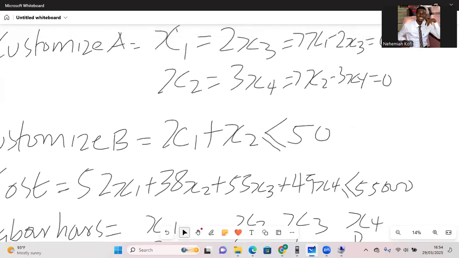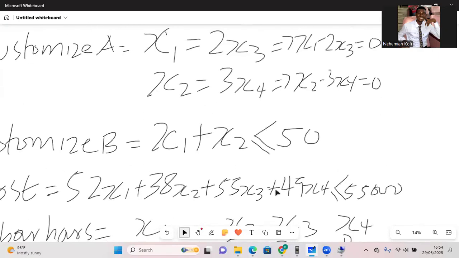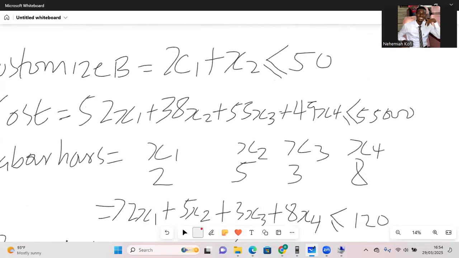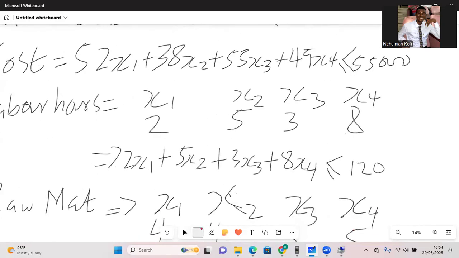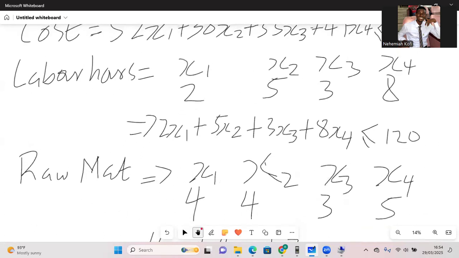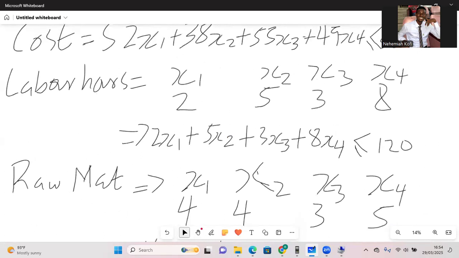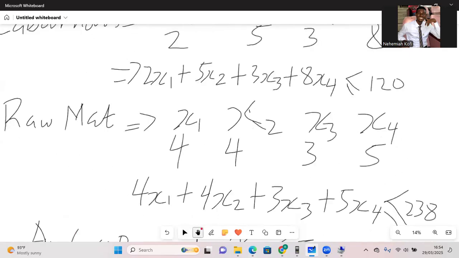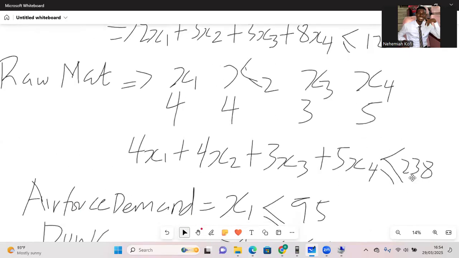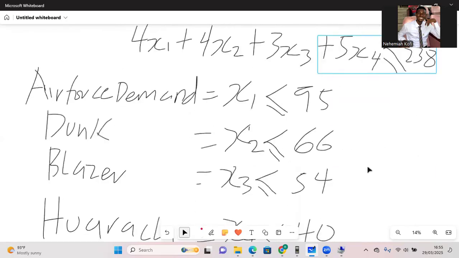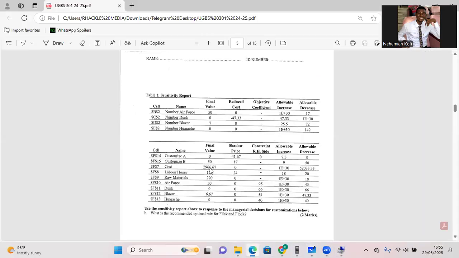So we have 0 for customized A, which is already there. You have 50 for customized B, 55,000 for costs. We have 120 for labor hours. We have 238 for raw material and the rest. So we are just coming to put the same thing here, right? So now let's write the same thing in here. Customized B, we had 50, right? So let's put the same 50 here.